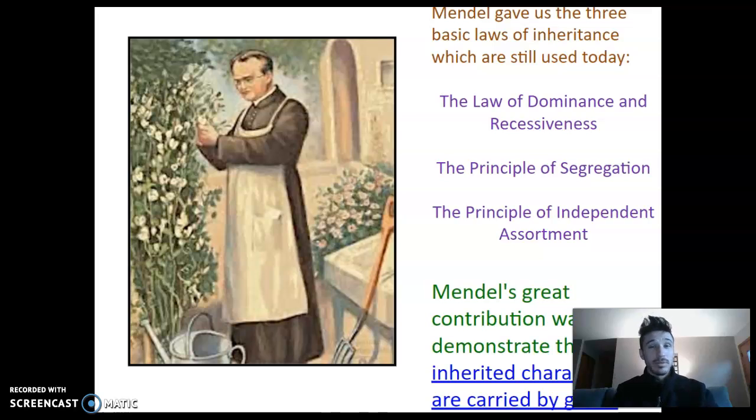But he was still able to discover that there were these inheritable characteristics that could be passed from one generation to the next. And Mendel would call them units or factors instead of genes because we weren't sure what to call them back then.